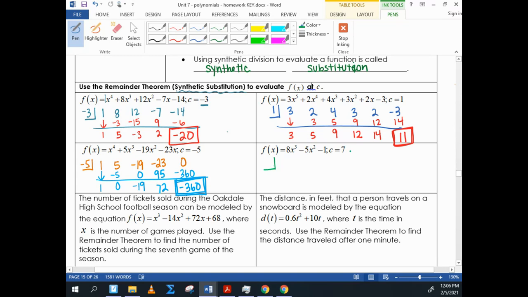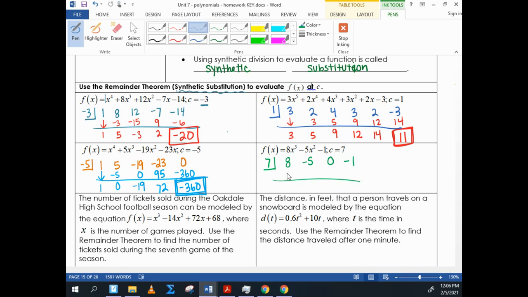Last example before the word problems. We've got 7 going into our half box. Again, please do not change the sign. Okay. Now watch out for missing terms. You got 8x to the third, negative 5x squared. You have 0 x's though, and then negative 1.